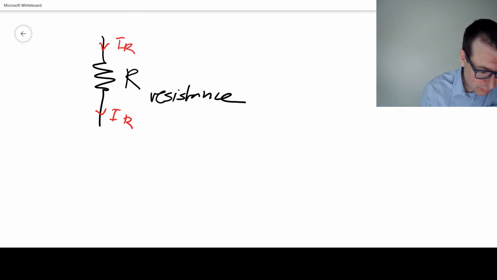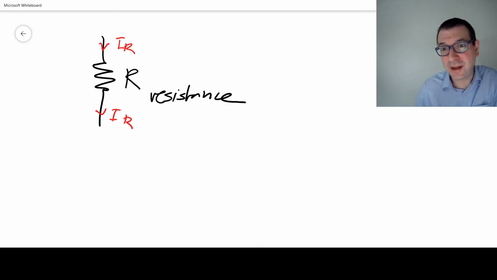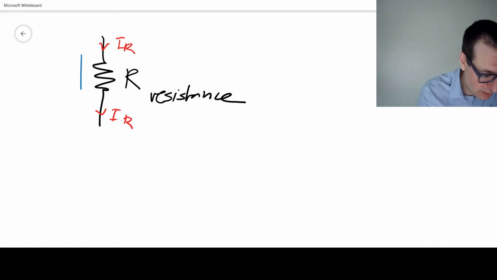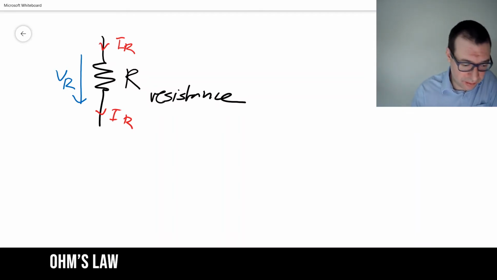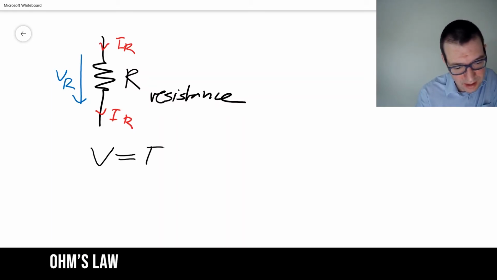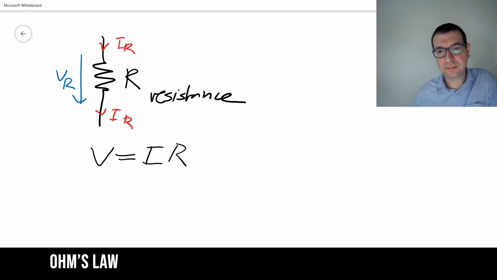So voltage, we usually draw as an arrow next to a component between the 2 points. Essentially, the voltage is the difference in electric potential between these 2 points. So this is how it would look. Let's say V or VR for the voltage across the resistor. So how do voltage and current relate to each other? It's a very straightforward linear equation that is called Ohm's law. V equals I R. R in this case is a constant.